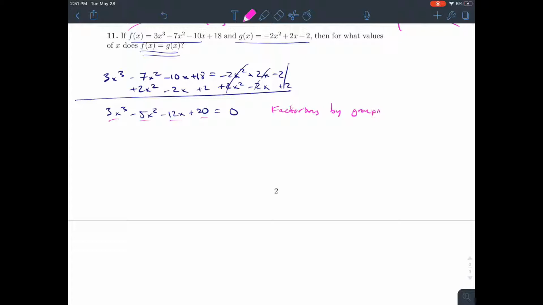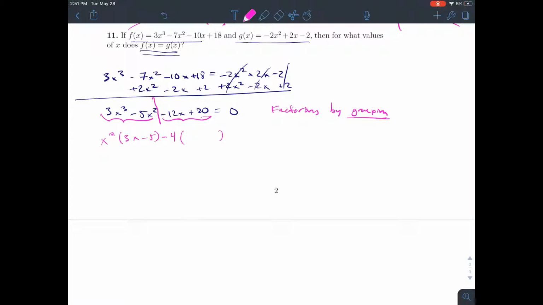So factoring by grouping is a descriptive name because you're going to split it into 2 groups right down the middle. So if you apply GCF to this group and this group separately, we should get our factors. So this group shares an x squared in common, leaving us with 3x minus 5 when you factor it out. And this group over here shares a negative 4 in common.